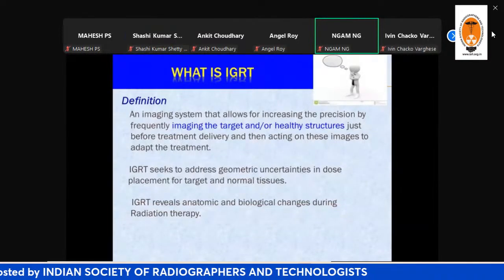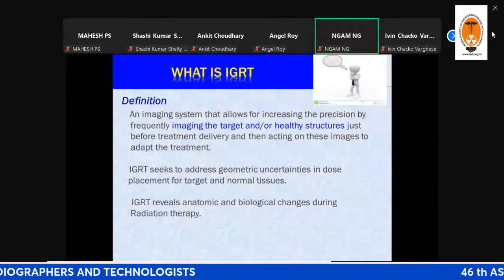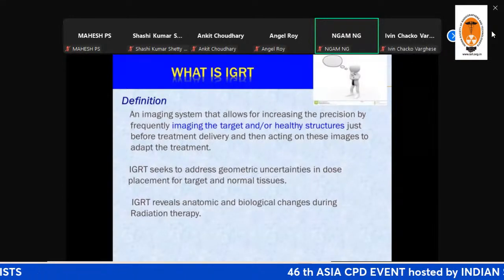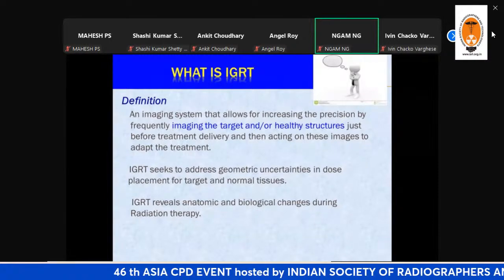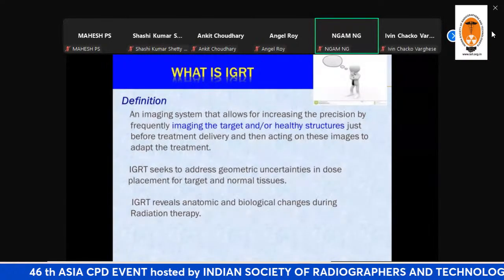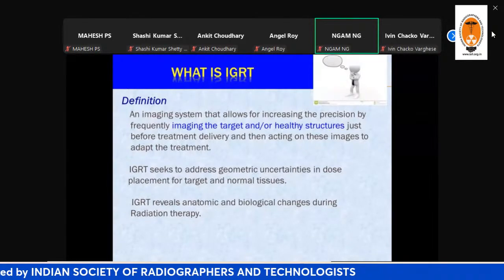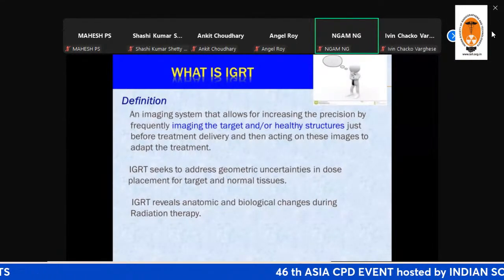So in this case, an imaging system allows for increasing the precision by frequently imaging the target and healthy structures just before treatment delivery, and then acting on these images to adapt the treatment. That means we take whatever steps are necessary for the adaptation of the treatment plan, or to correct the position of the patient so that high precision is followed for treatment delivery.